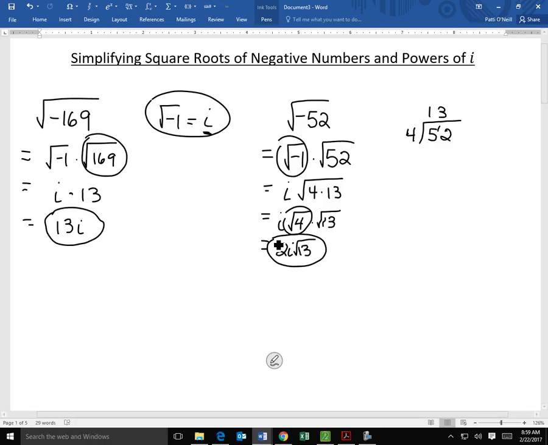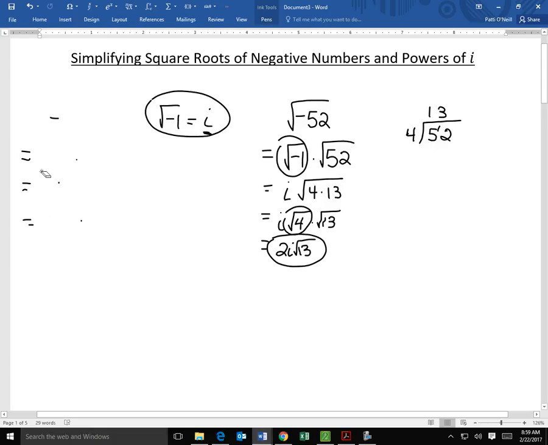These are just two examples of taking the square root of a negative number that might help you as you go through some of your problems. Now, the other type that you're going to see in this first set of problems are going to be simplifying powers of i. And to simplify powers of i, we need to know how often powers of i repeat.